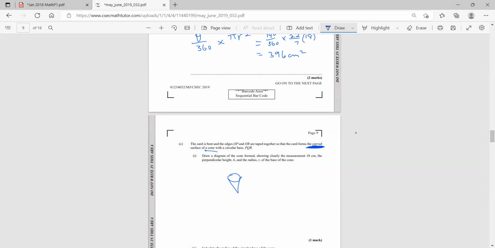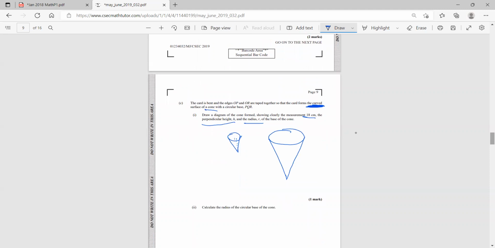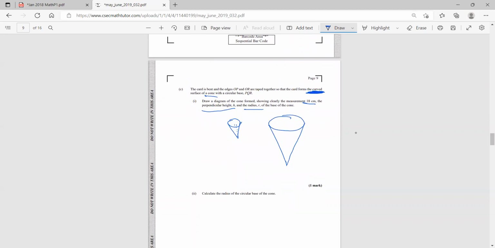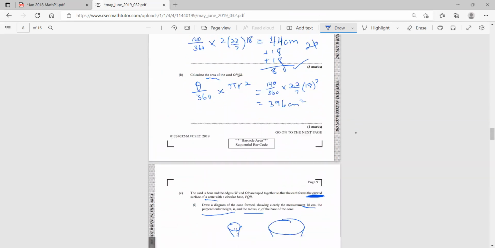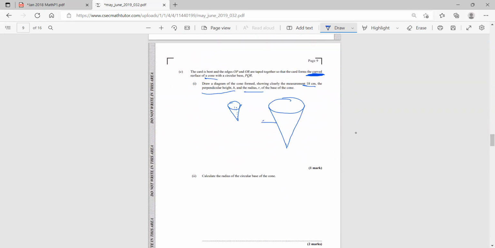Draw a diagram of the cone formed showing clearly the measurements of the 18. Where would the 18 be? The height? Would it be the height? Height is something straighter. So I'm drawing this bigger. They want you to show the 18, the perpendicular height, and the radius. Where would the 18 be? The 18 would be this slant, right?